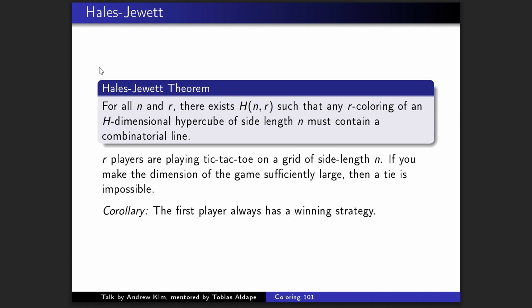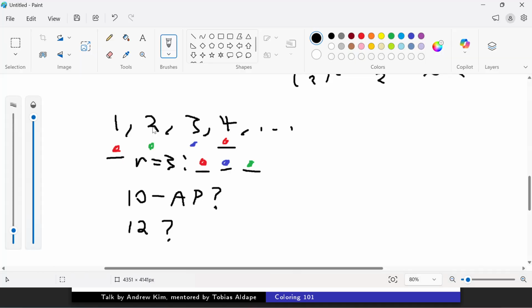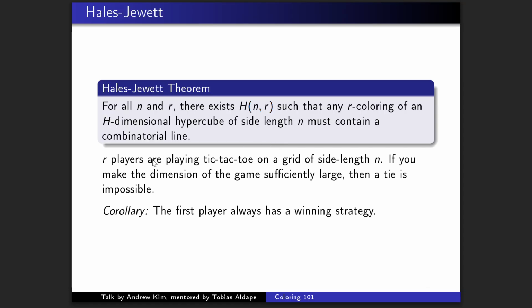So next up, I want to talk about tic-tac-toe. Well, this theorem is actually not exactly about tic-tac-toe. It's called the Hales-Jewett theorem. It talks about hypercubes and combinatorial lines. But in order to understand the formal statement with the combinatorial lines and hypercubes, you need to understand a bit of technical definitions that I don't feel like talking about here. So I'd like to instead talk about this theorem in terms of tic-tac-toe.